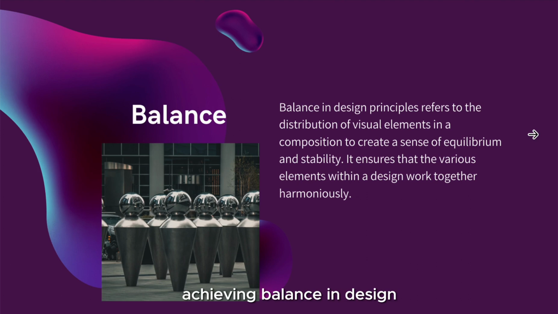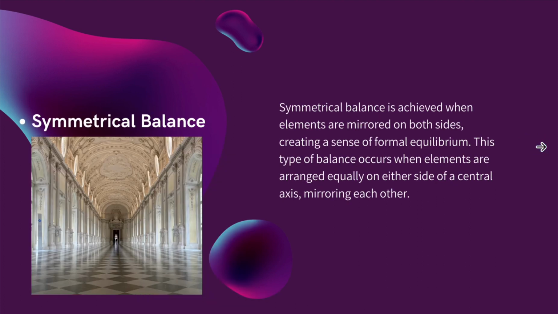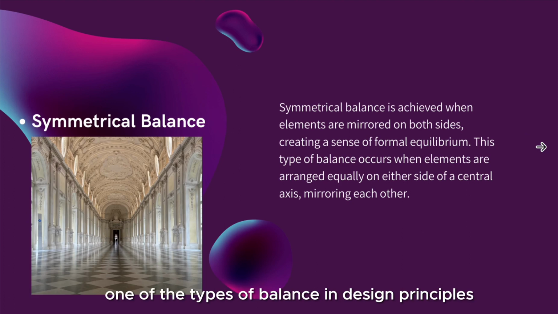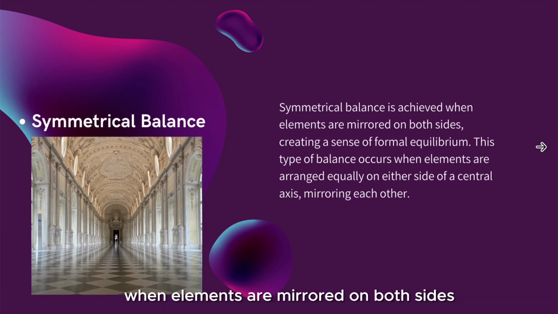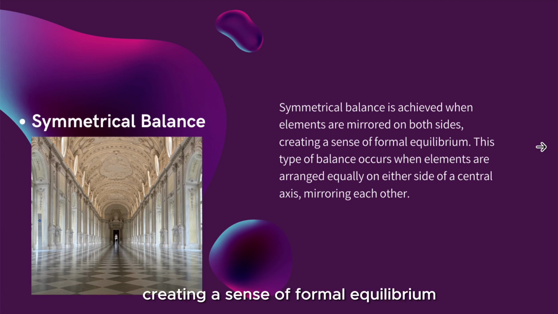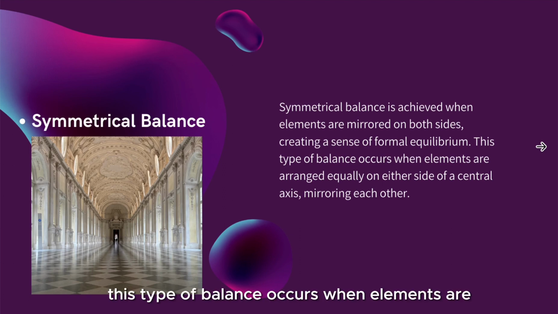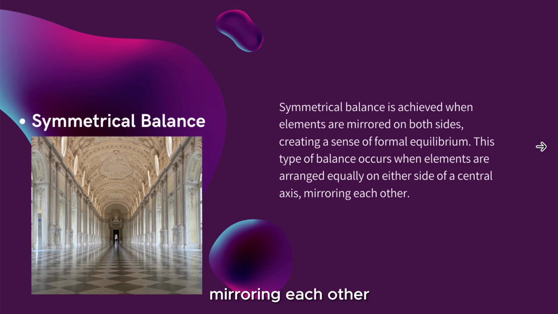Achieving balance in design helps distribute visual elements evenly, creating stability and harmony. Now, there are several types of balance. We have symmetrical balance as one of the types of balance in design principles. Symmetrical balance is achieved when elements are mirrored on both sides, creating a sense of formal equilibrium. This type of balance occurs when elements are arranged equally on either side of a central axis, mirroring each other.